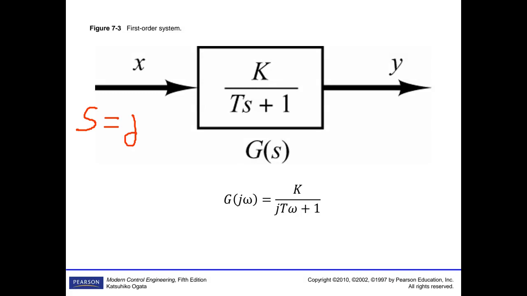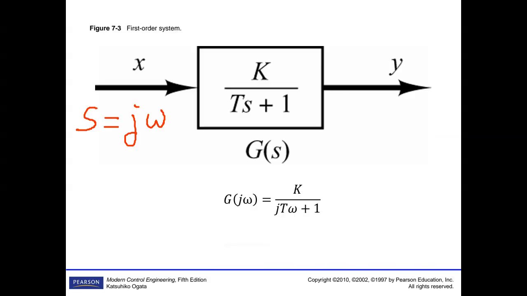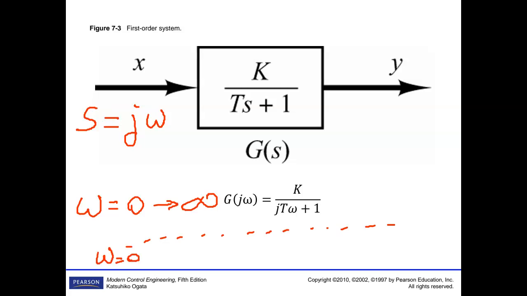And since omega is varying from 0 to infinite, we have a number of omega values. Omega equals 0, omega, let's say omega n, somewhere there, the resonance value, and omega equal infinite. So we have infinite values.